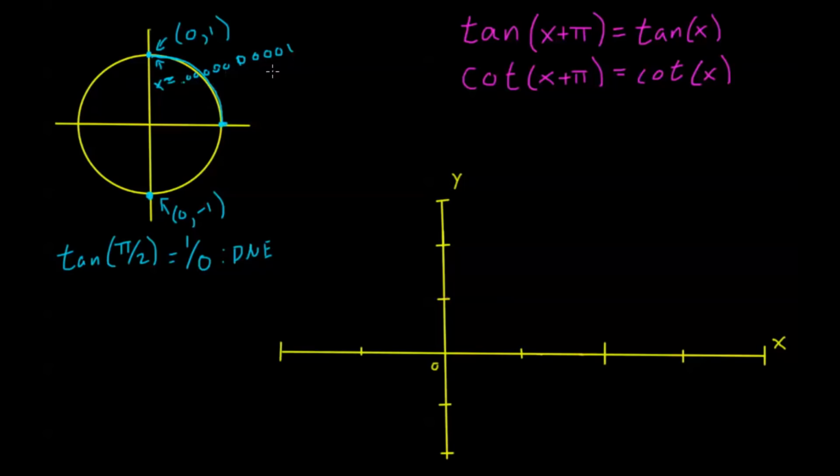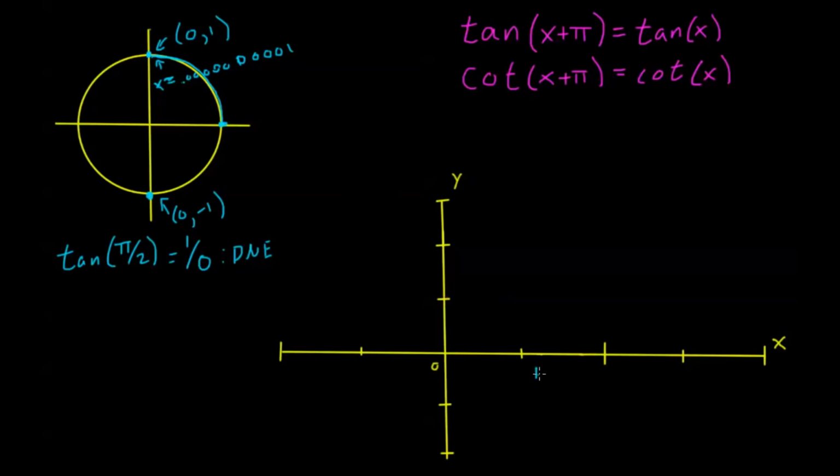My tangent's going to keep getting bigger and bigger. All this to say that as I get closer and closer to pi over 2, tangent gets bigger and bigger and never stops getting bigger. We say tangent goes to infinity, all right? But at pi over 2, tangent doesn't exist. So how do we show this on a graph?